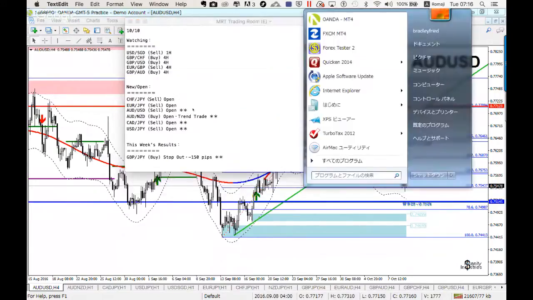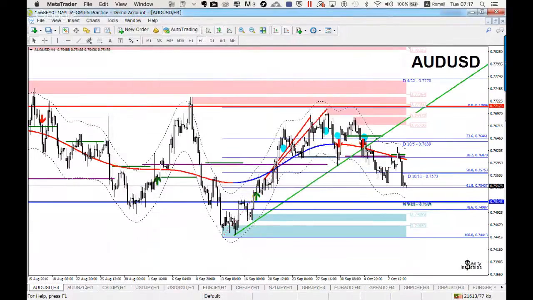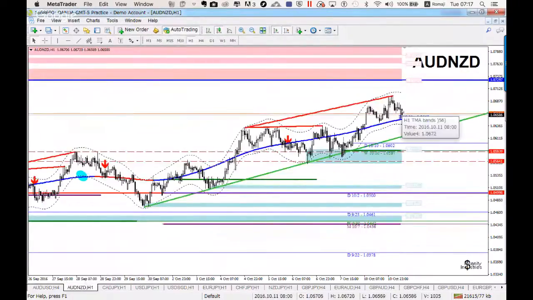So that is still open, and it's doing exactly what we want it to do at the moment. Aussie Newsy buy trend trade. This one also made a new high overnight, and it's dropped a little bit now, but these divergence lines keep readjusting themselves as we hit new highs.